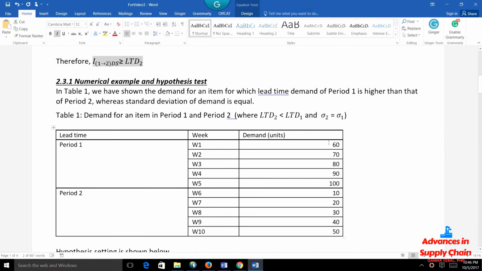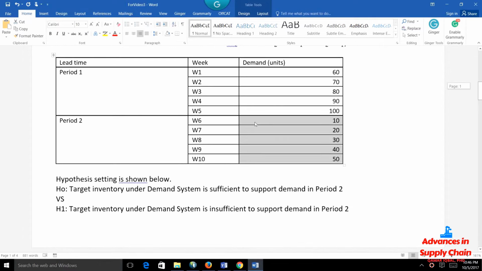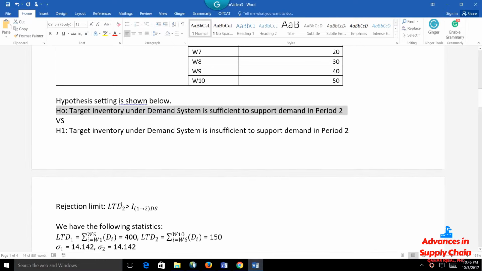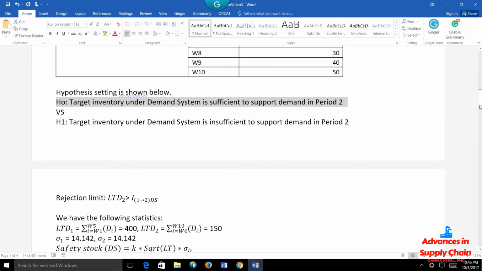Okay, so this is the data. Period 1 is week 1 through week 5, period 2 is week 6 to week 10, and you can see that the demand in period 1 is higher than the demand in period 2. Okay, and we set the same hypothesis: target inventory under demand system is sufficient to support demand in period 2. So if the lead time demand comes higher than the inventory for period 2, then we need to reject the hypothesis, and the inventory won't be enough to support the demand for period 2.